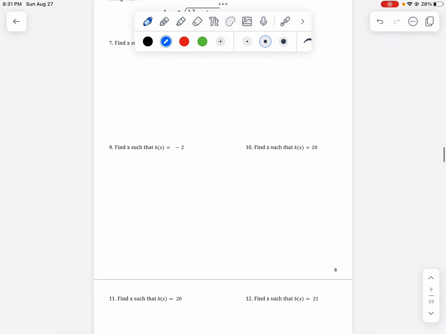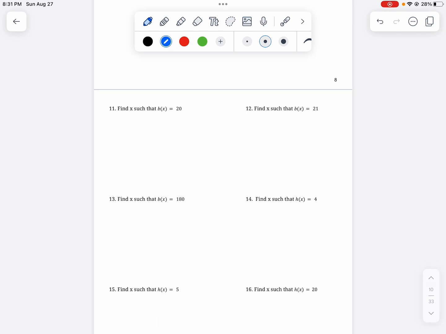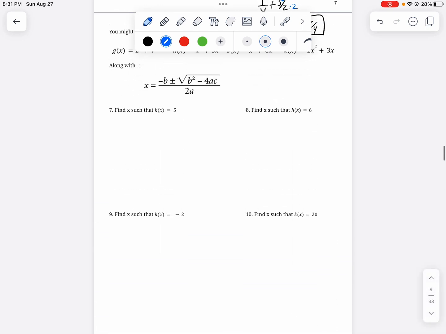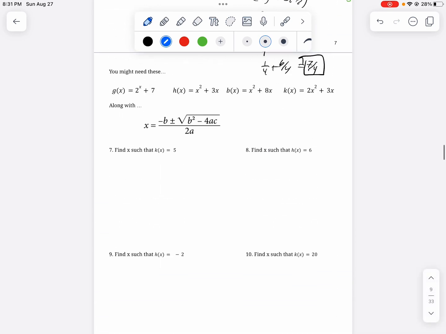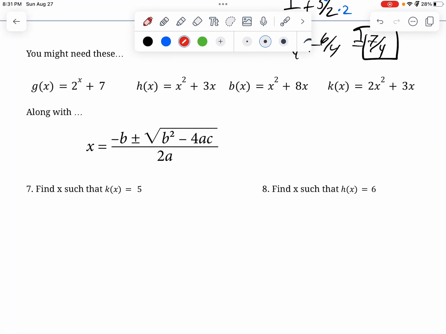I'd like you to go ahead and pause, and actually I'll do one more with you guys. I'm going to do 8 with you guys. It says find x such that h of x equals 6. Okay, h of x equals 6. x squared plus 3x equals 6. It's one of the solve ones. I'm going to move the 6 over.